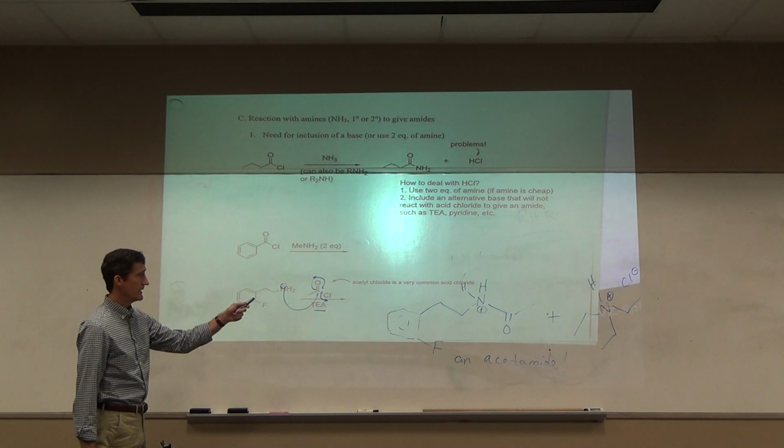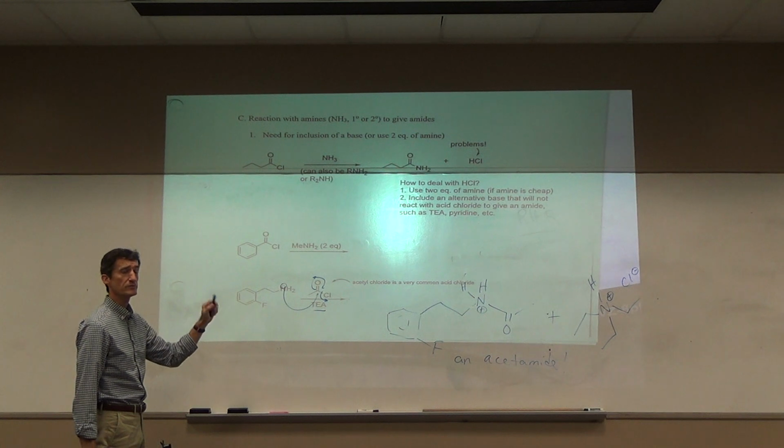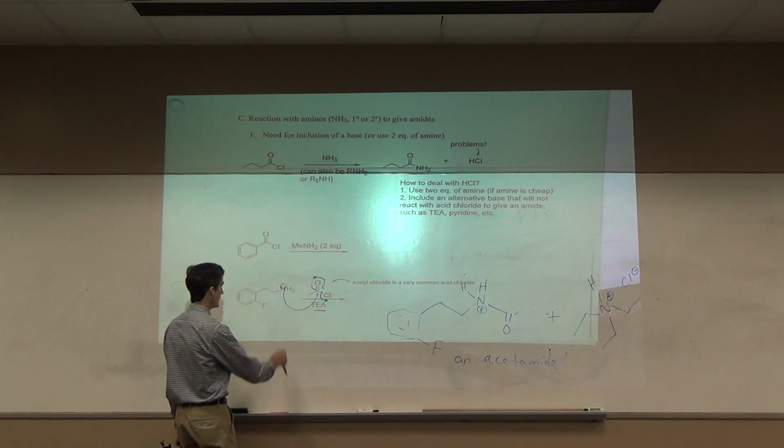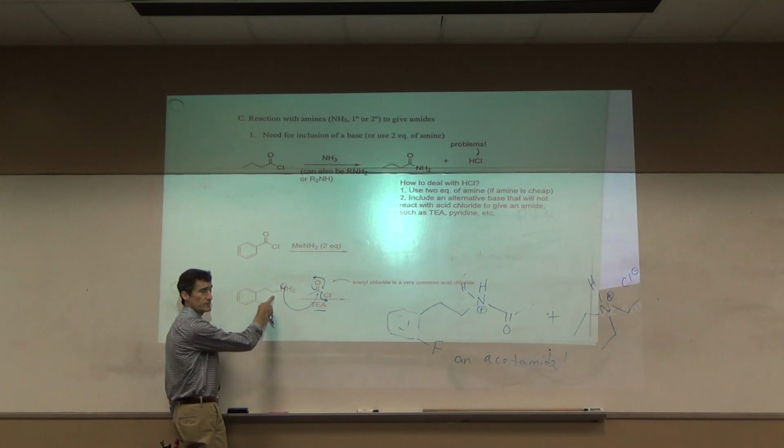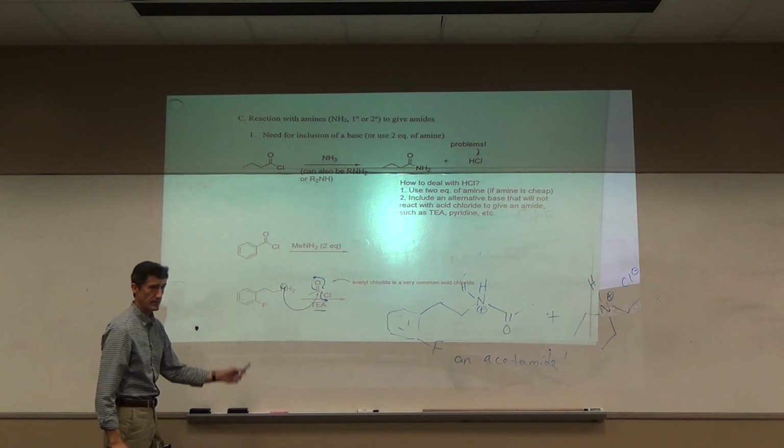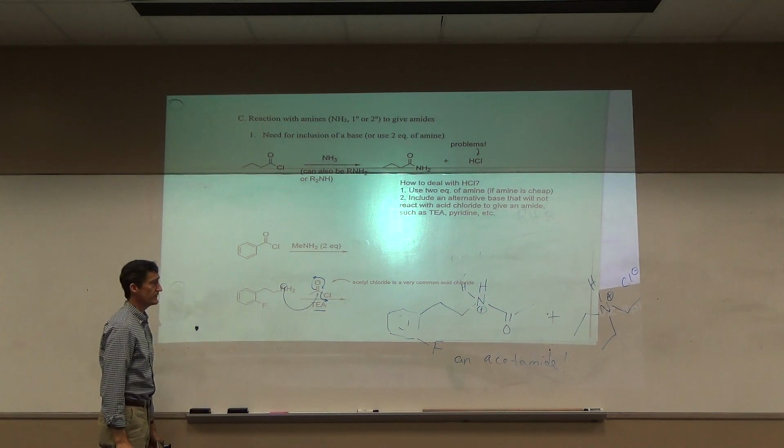Something has to take that. Cl minus will take it and you can generate HCl. If you generate HCl, then this is going to react with HCl and it will no longer be able to react with the acid chloride. Got it. So triethylamine will react.